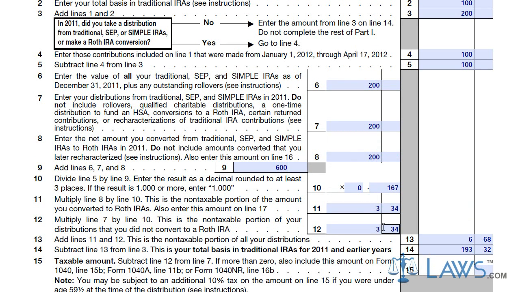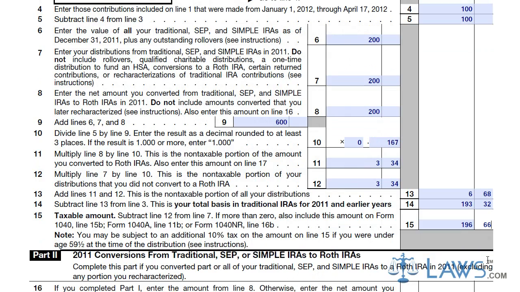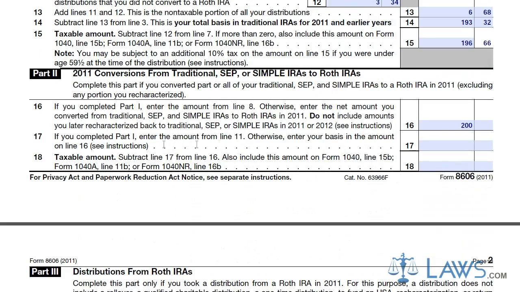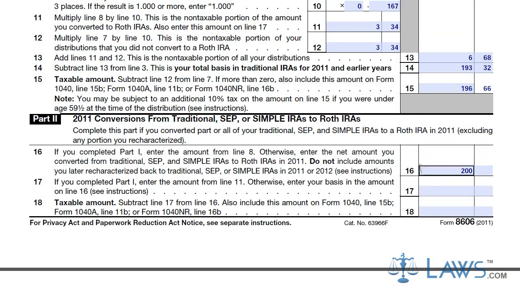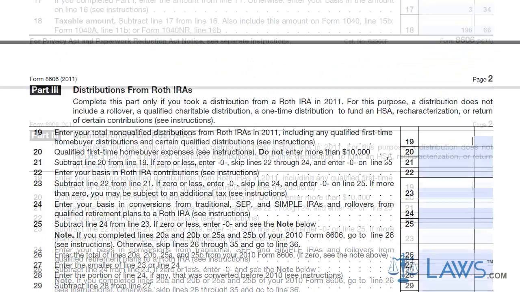If, during the tax year, you converted any traditional, SEP, or simple IRA accounts into a Roth IRA, you must report this in Part 2. Enter the amount converted on line 16. Subtract this amount from your non-taxable portion. When completed, you must enter your taxable amount under the conversion on line 18.